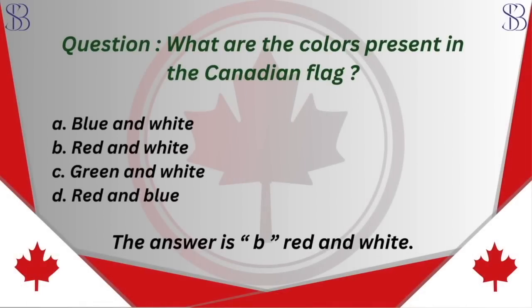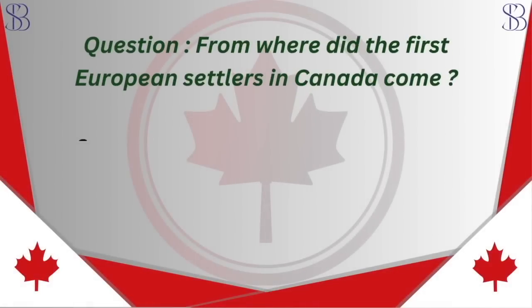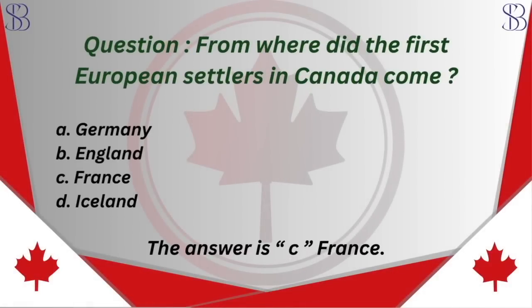Question: what are the colors present in the Canadian flag? A. Blue and white. B. Red and white. C. Green and white. D. Red and blue. The answer is B. Red and white. Question: from where did the first European settlers in Canada come? A. Germany. B. England. C. France. D. Iceland. The answer is C. France.